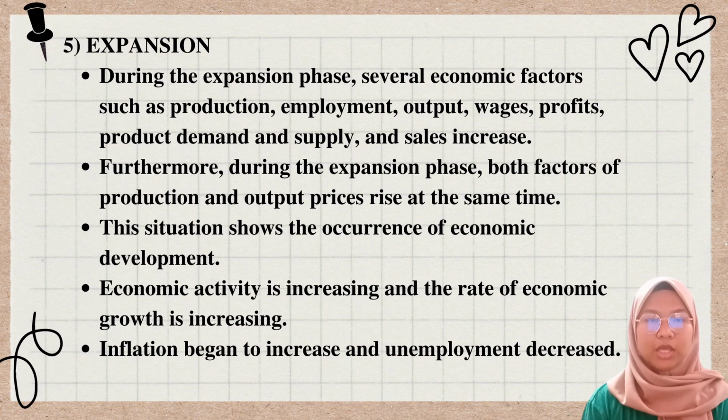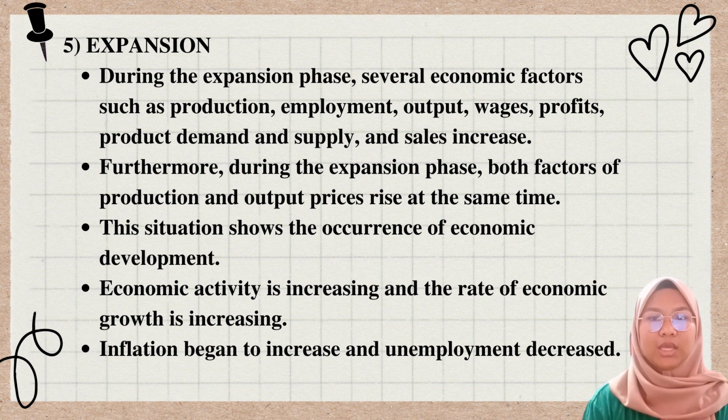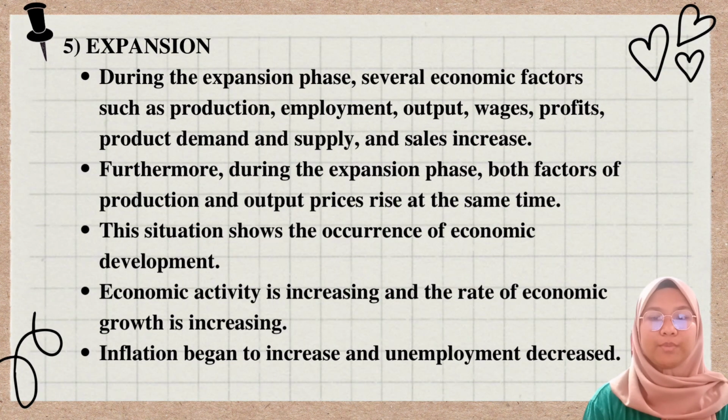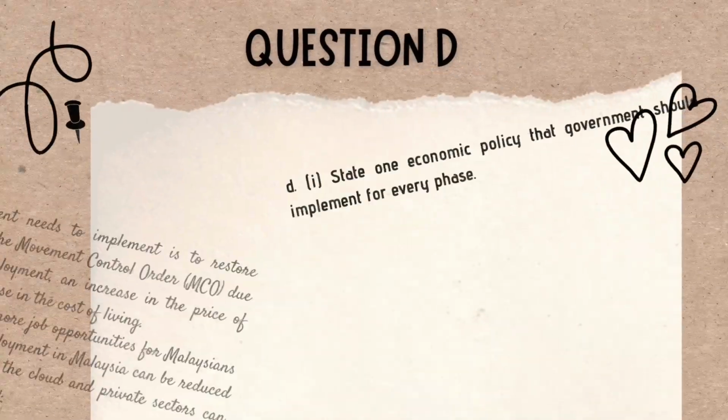Next, expansion. During the expansion phase, several economic factors such as production, employment, output, wages, profit, product demand and supply, and sales increase. Furthermore, during the expansion phase, both factors of production and output price rise at the same time. This situation shows the occurrence of economic development. Economic activity is increasing and the rate of economic growth is increasing. Inflation begins to increase and unemployment decreases.